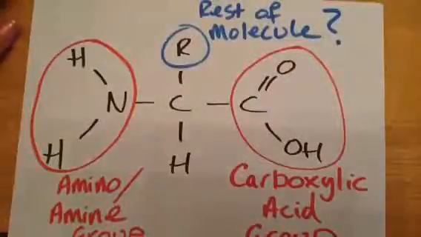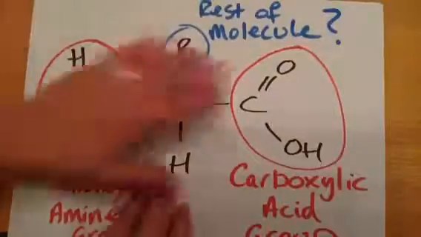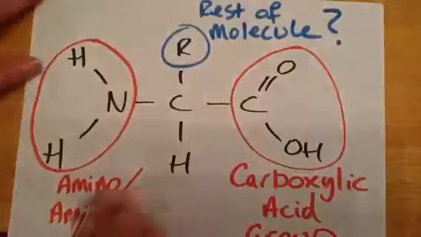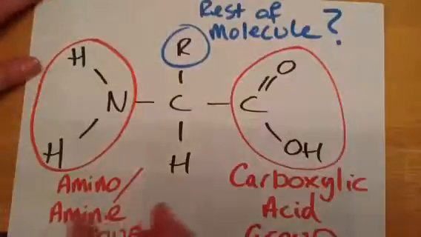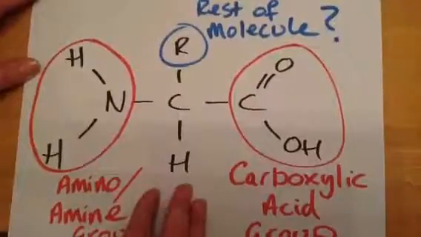So here's a reminder of the amino acid structure. Remember, amino acids are monomers of proteins, and when we say monomer, we mean individual building blocks, the small units that we can put together to make a larger molecule.